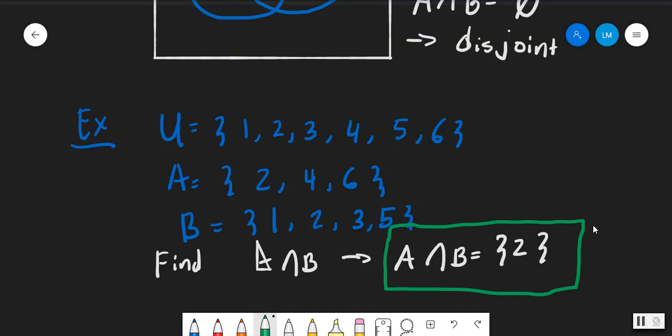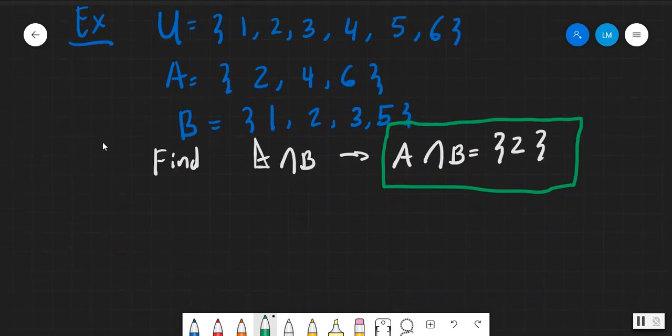So all that we had to do was just look at the two sets and decide which ones have the same matching members, which in this case was just the number 2. Now you can try to use a Venn diagram, for instance, to do this, but this set was small, so we didn't really need to.